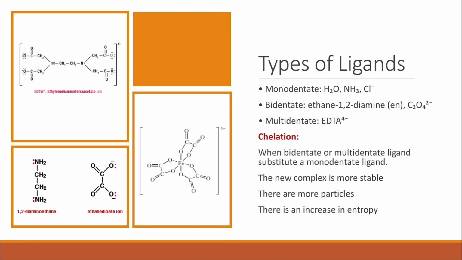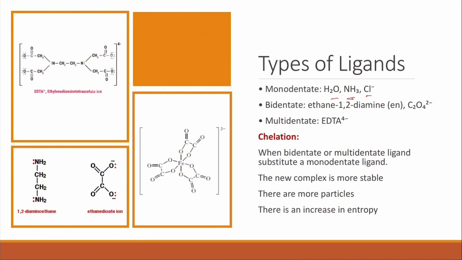The types of ligands. We have 2 different types of ligands. We can either have a monodentate ligand. A monodentate means a ligand that can only donate 1 lone pair of electrons to form only 1 coordinate bond. Examples of these are water, ammonia, and chloride. And then we have the bidentate or the multidentate. So bidentate ligands means that they can donate 2 different lone pairs of electrons to form 2 different covalent bonds or coordinate bonds with the central atom.